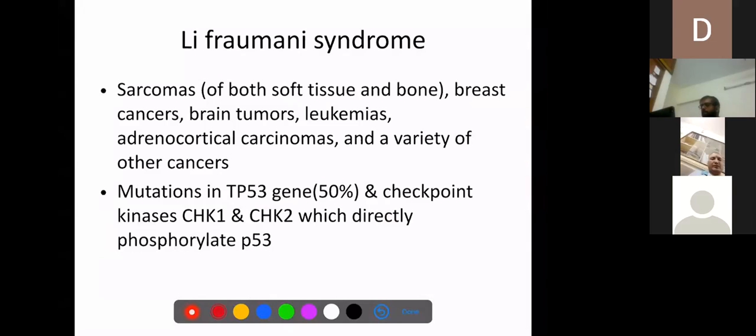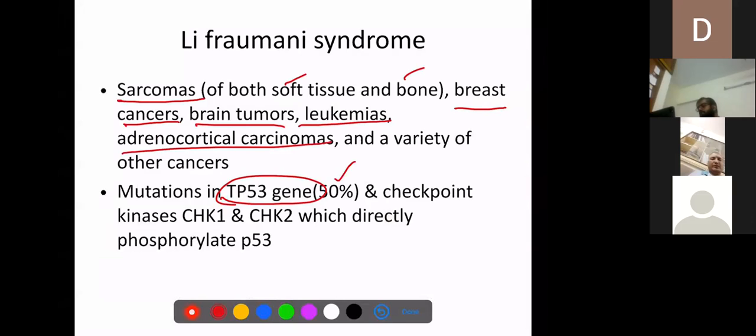Li-Fraumeni syndrome, you are all aware that it is due to a mutation in the p53 gene in 50% of the patients only. And the cancers which can occur are sarcomas, both soft tissue and bone sarcomas, breast cancers, brain tumors, leukemias, adrenocortical carcinomas, and a variety of other cancers. You are all aware of Li-Fraumeni syndrome. The gene affected is p53, and the most common cancer which occurs in Li-Fraumeni syndrome is breast cancer.